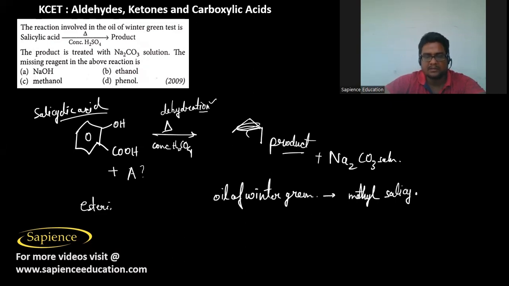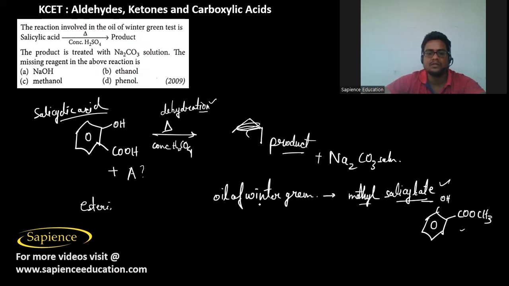Methyl salicylate, which means that it is OH, COOCH3. It is called methyl salicylate, and it is also called the oil of wintergreen.